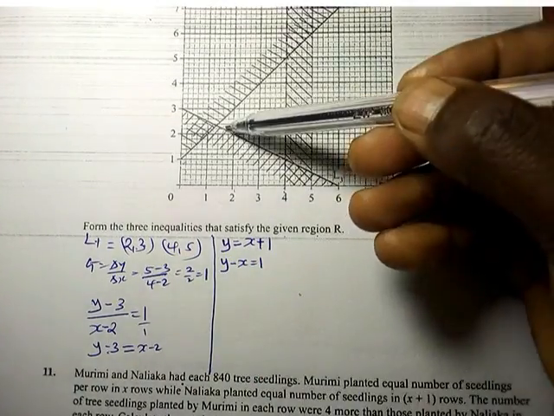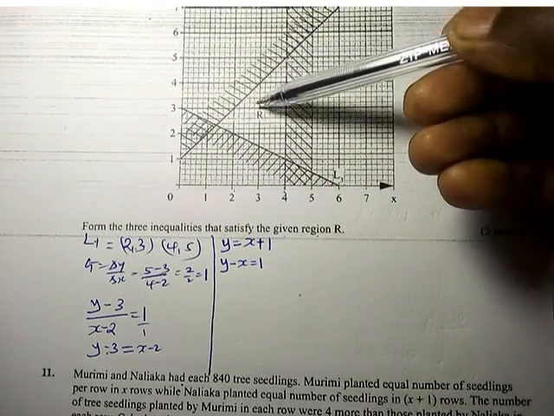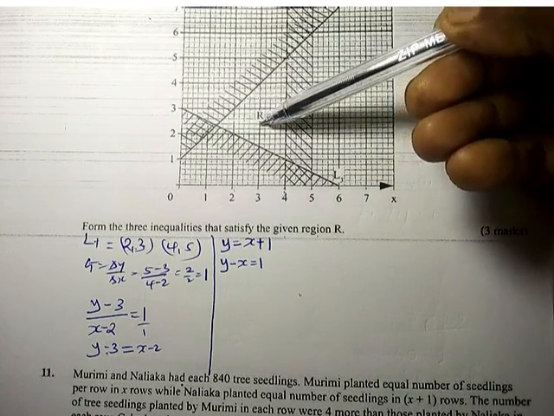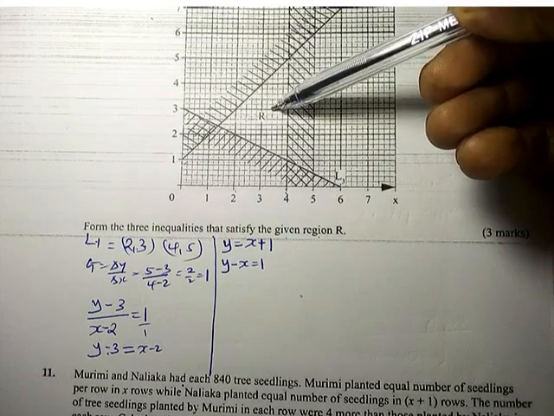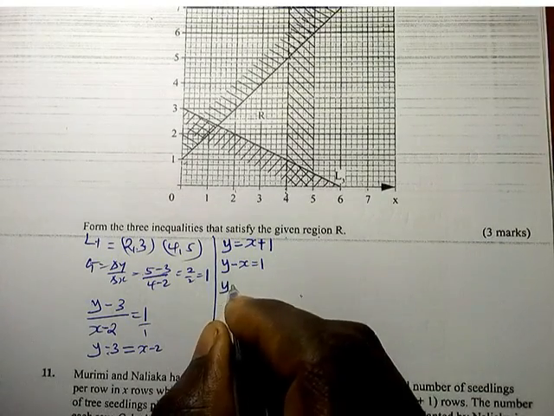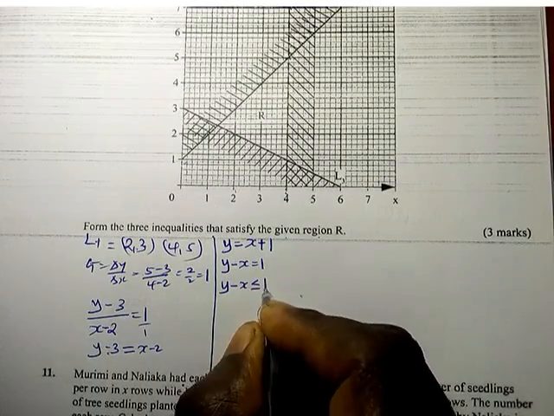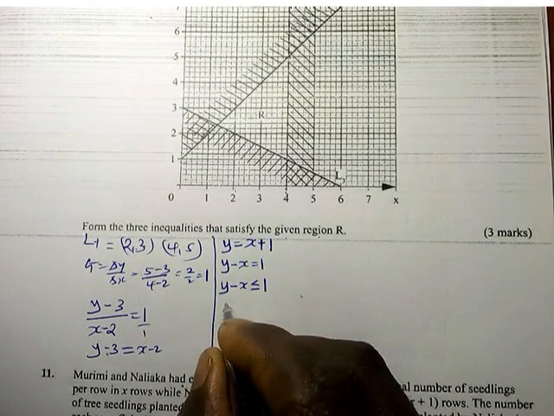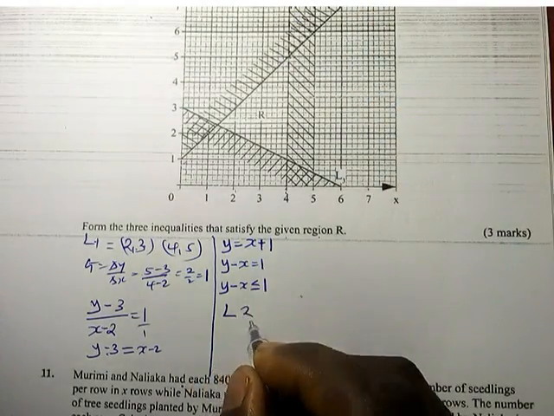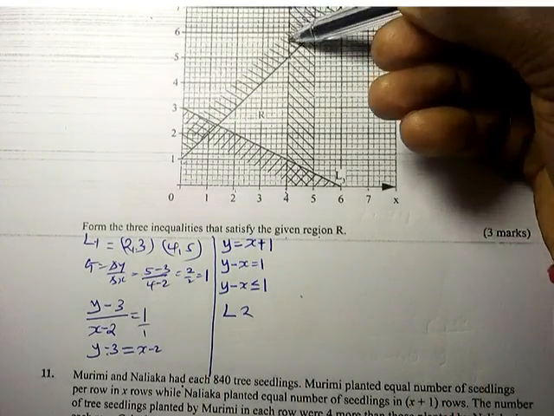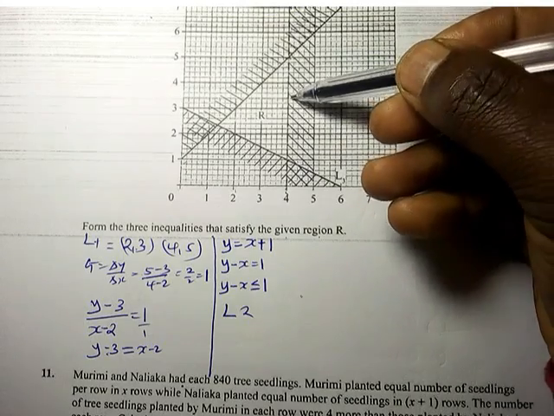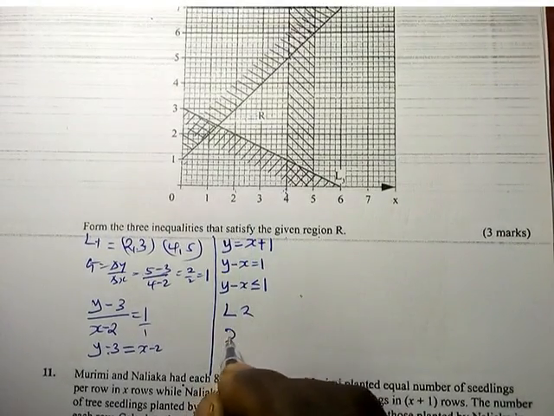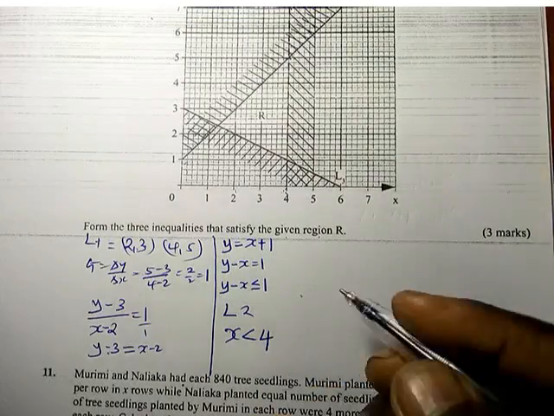Now we want to know, looking at this region, it goes upward, the greater side is not wanted. The one required is down, meaning it is going to be less. So y minus x is less or equal to 1. That is the inequality for line L1. Line L2, straight away, this line passes through 4 and it is less. That one is very easy, it passes through x. x is less than 4. That is finished.